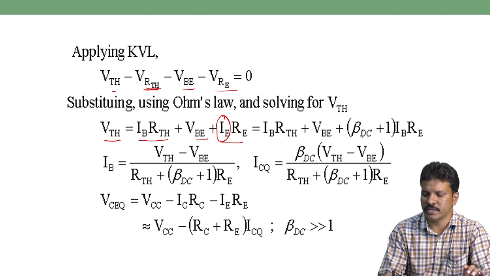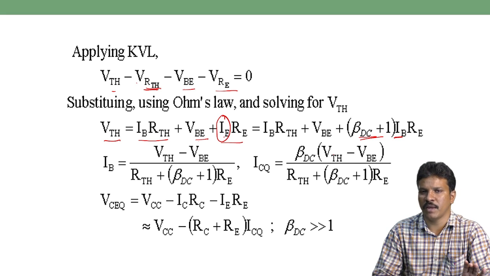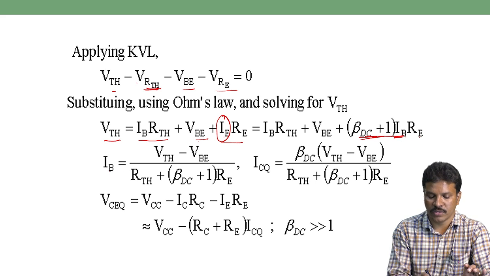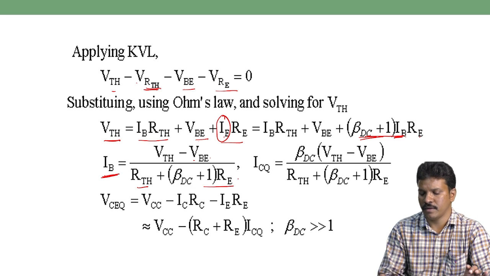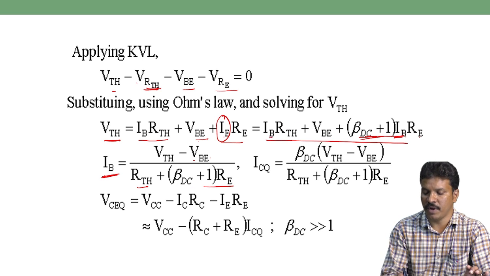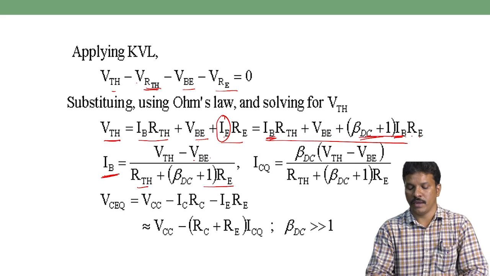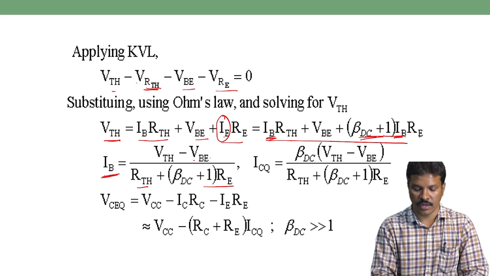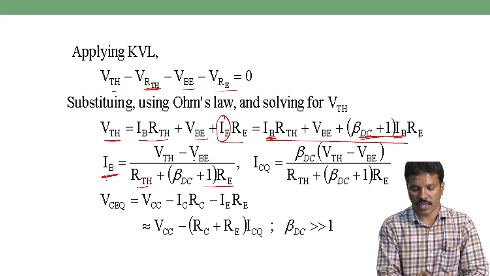So IE is equal to 1 plus beta times IB, because IE is equal to IC plus IB, and IC is replaced with beta IB, so we get 1 plus beta times IB. So 1 plus beta times IB into RE. Then extracting IB, IB is equal to VTH minus VBE by RTH plus 1 plus beta times RE. Taking IB common, IB is common: RTH plus 1 plus beta times RE. So this is the IB equation.